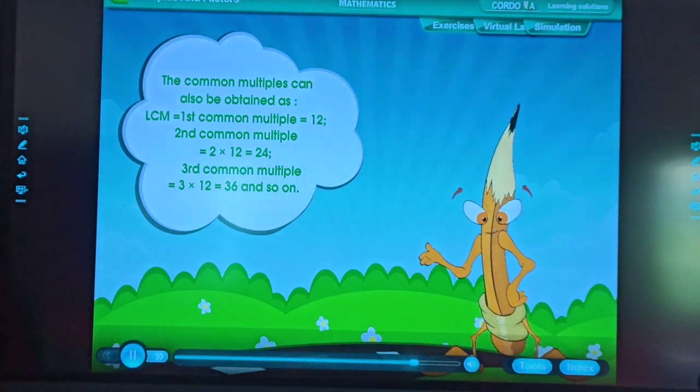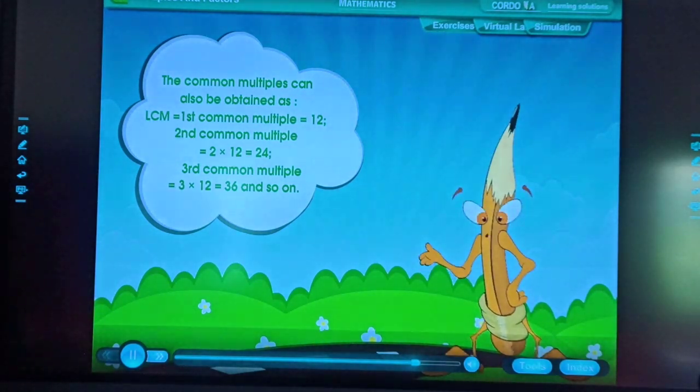The common multiples can also be obtained as follows. LCM is equal to the first common multiple, equal to 12. The second common multiple is 2 into 12, equal to 24. The third common multiple is 3 into 12, equal to 36, and so on.